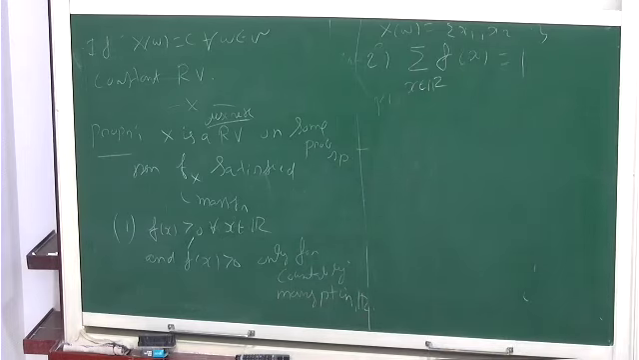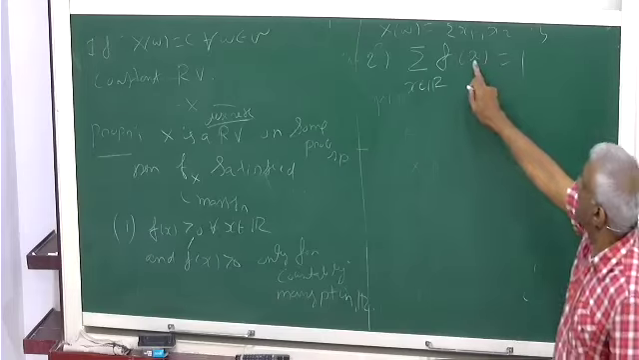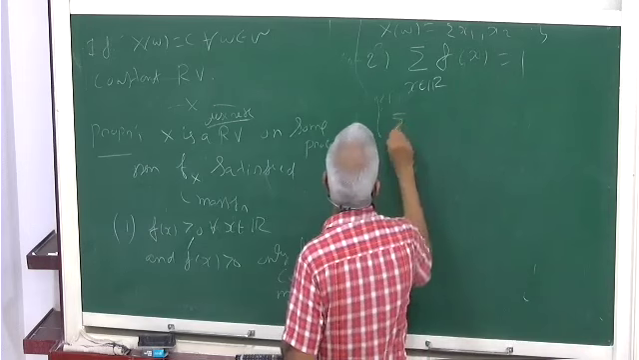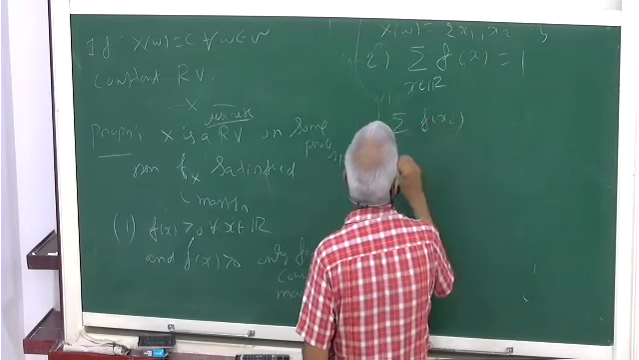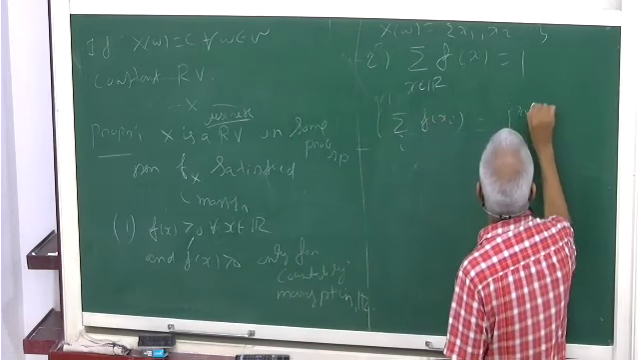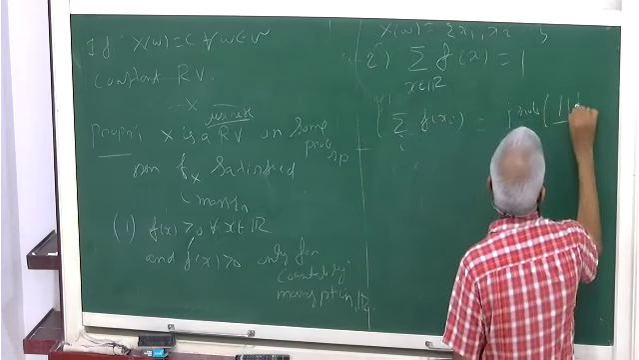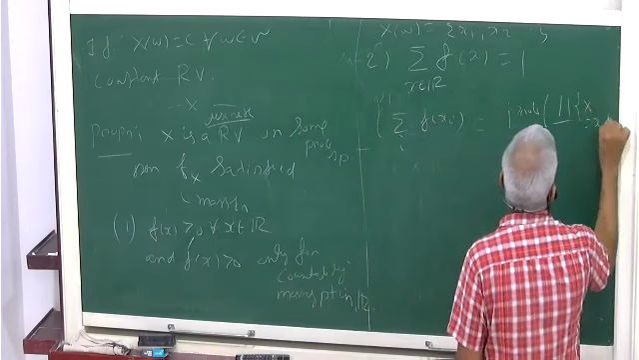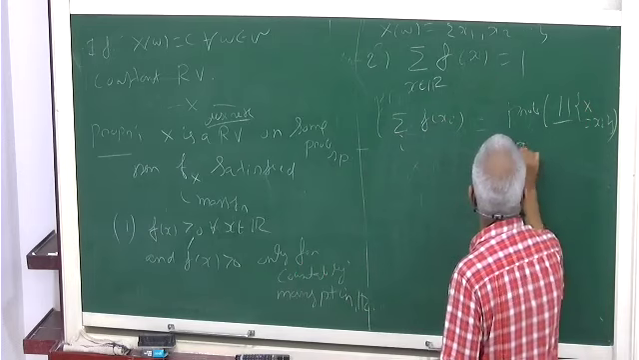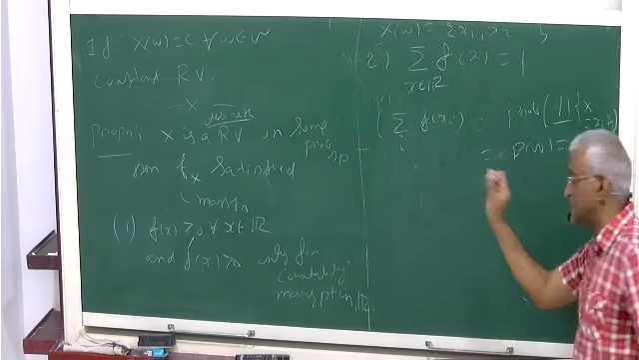That's all. These two properties are clear, no? Should I explain? Because if you sum it over, these are all disjoint sets. The summation of f of x_i is equal to the probability of the disjoint union of the sets X equal to x_i, which is the probability of Omega, which is equal to 1. So this is clear.